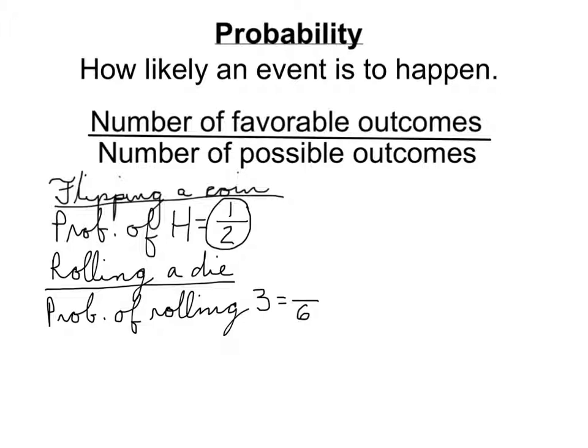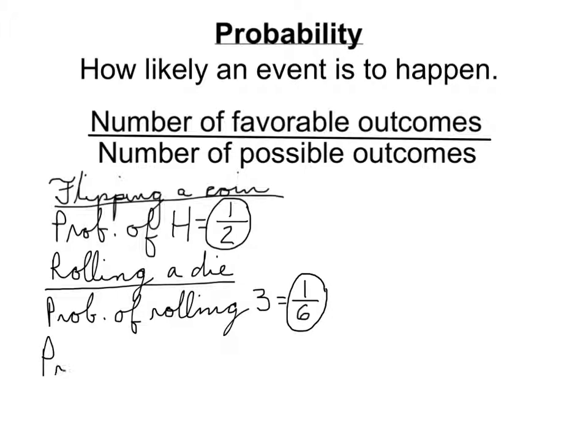Now, for the numerator, I want to know how many outcomes match what I'm looking for. How many of them are favorable? Well, if we're trying to find the probability of rolling a 3, how many of those outcomes are a 3? Well, only one is, the 3 itself. The 1, the 2, the 4, the 5, and the 6 are not what we're looking for. So the probability of rolling a 3 is 1/6.